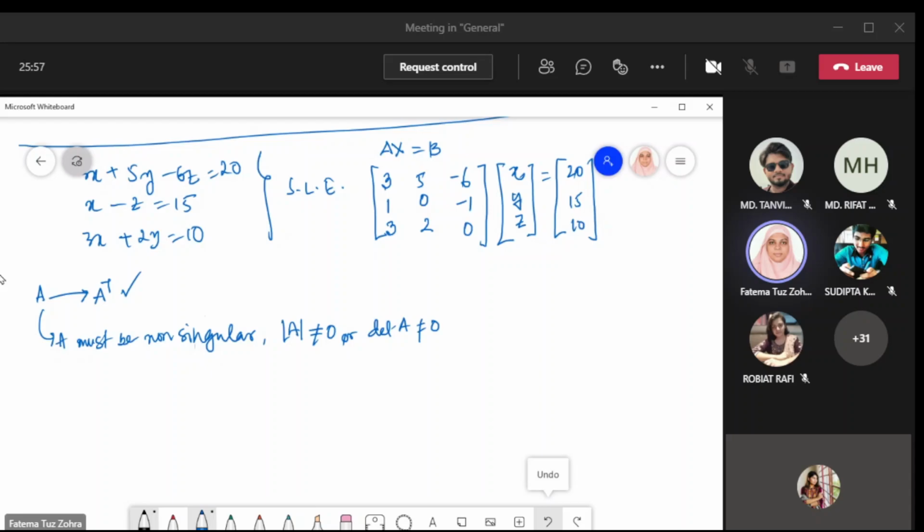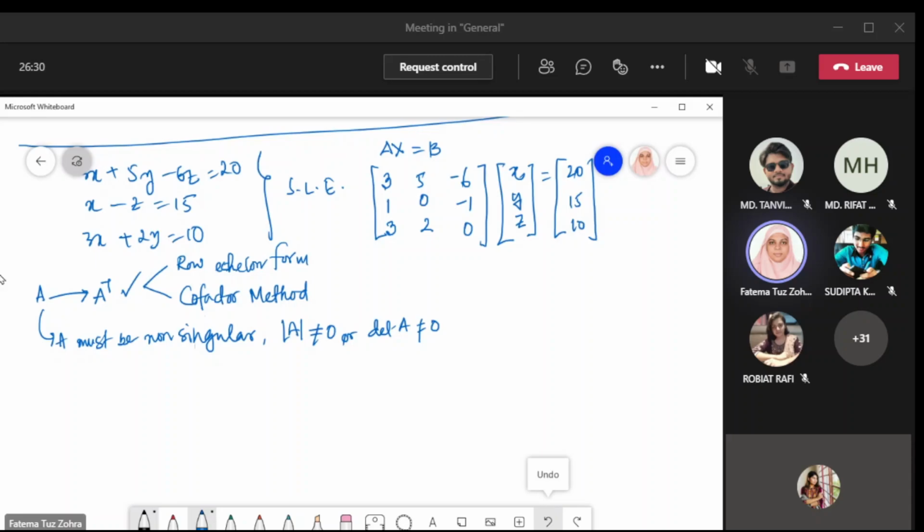To find out the inverse of the matrix, what are the methods we have learned? Row echelon form. Is it? Yes, ma'am. Another one is cofactor method. So row echelon form is a little bit lengthy one. That's why to have the inverse of the matrix, we are going to apply the cofactor method.